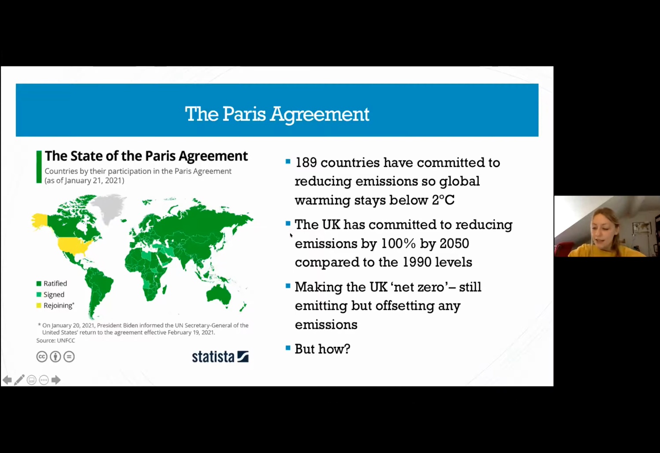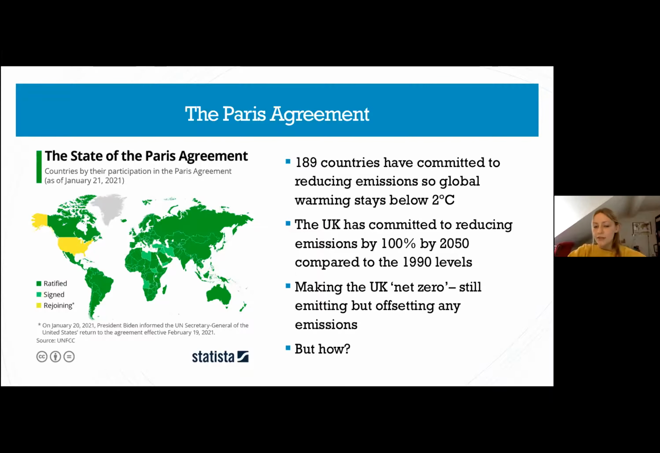So the UK have signed this, and in order to meet their targets, the government has committed to reducing emissions by 100% by 2050 compared to the 1990 levels. And they also want to meet net zero emissions, which means everything we emit, we also have to offset the same amount. So there will be some unavoidable emissions, such as airplanes and agriculture, but we can offset these by, there's a few ways you can do that.